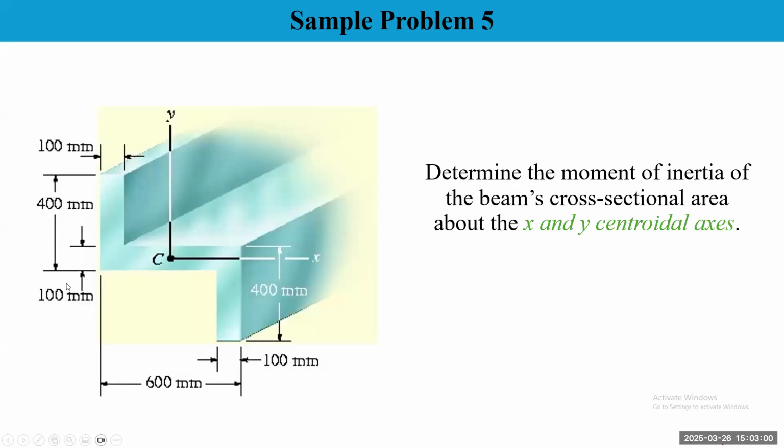All right, we had looked at this one. Let's look at this one quickly. This one is different, and we're going to show you why. You must determine the moment of inertia of the beam's cross-sectional area about the X and Y centroidal axes. What you find here is that this can be separated into a number of regular rectangles. You can decide how you want to separate it. I would separate it across here.